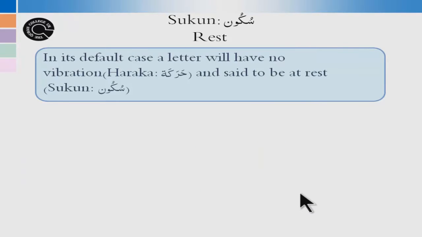When a letter is not vibrated, that means there is no vowel on it, so by default it will be at rest, and that rest is called sukoon. Let's take an example of it, that's ba. If there is no vibration, you would see it without any sign on it, no diacritical sign below it, no diacritical sign above it. So it is like that one. In some scripts you would see it like this, with a small circle on top. That also means the same thing, that this letter is at rest.